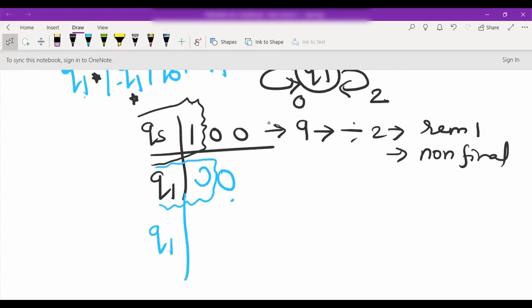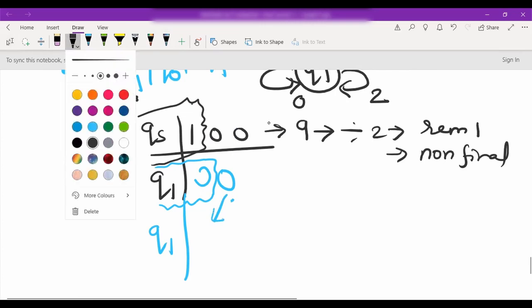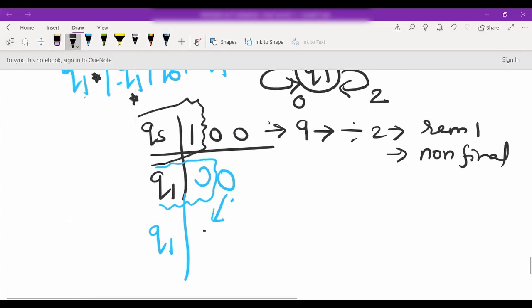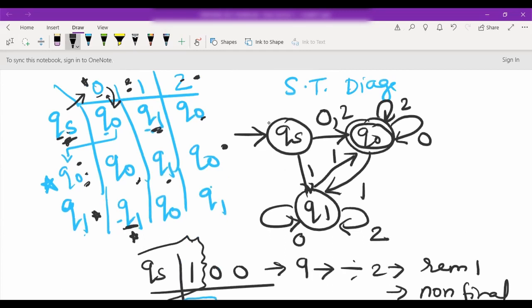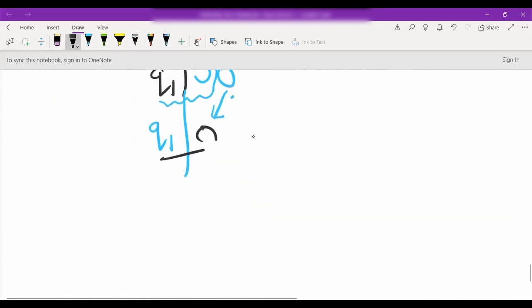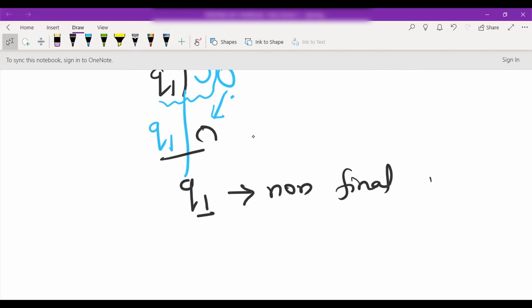Now what is remaining? This bit is remaining, so we will write here, this is your 0. Now this Q1 with 0, where is it going? Q1 with 0 is going to the Q1 state, which is our final answer. So what does Q1 represent? Q1 is a non-final state. That means your number 9 is not divisible by 2, and we have proved that by designing the finite automata.